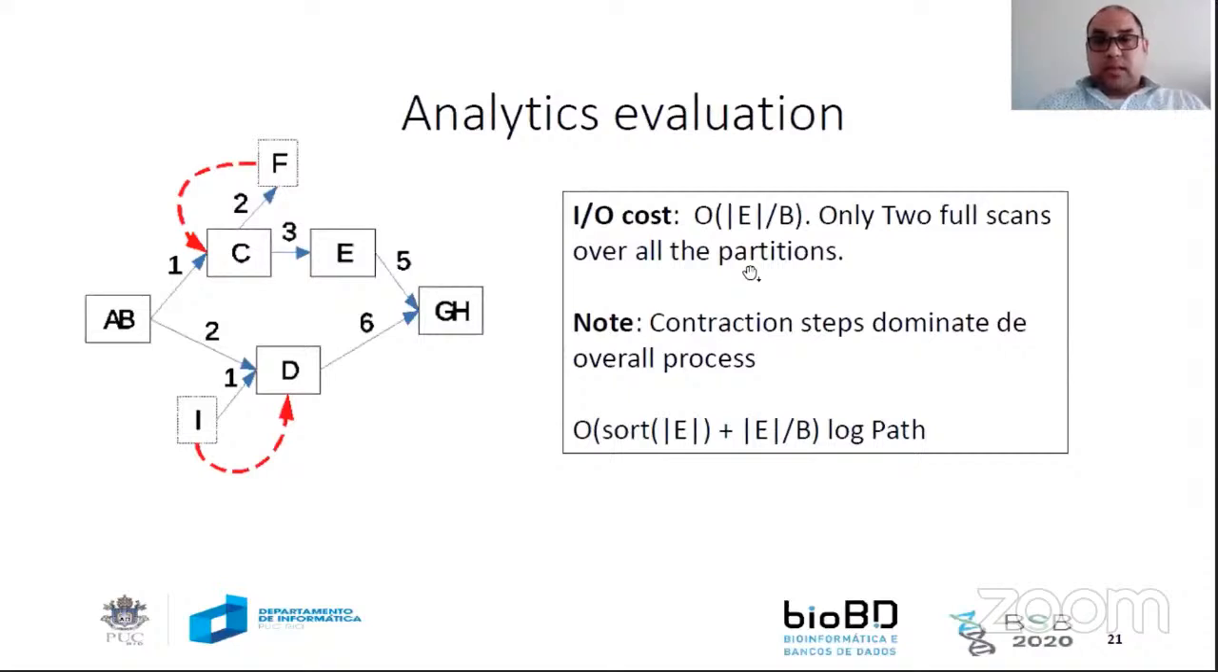What is the cost? The cost is very optimal because the tip removal only needs a full scan over all the partitions. However, because after eliminating the tips we need to contract the graph, the contraction step dominates the overall process. For this reason, this is the overall cost, as in the previous step.